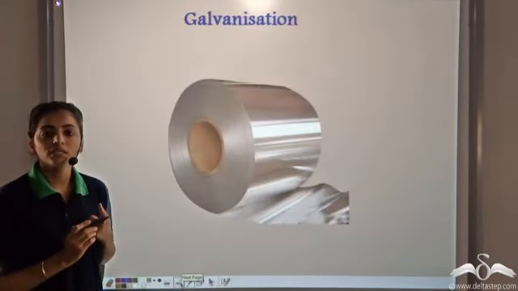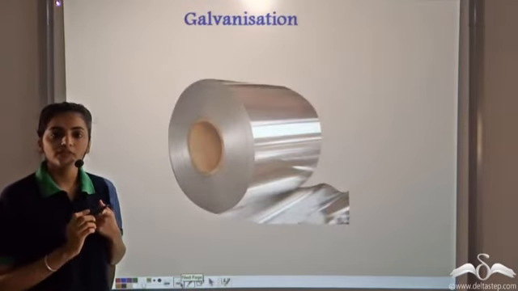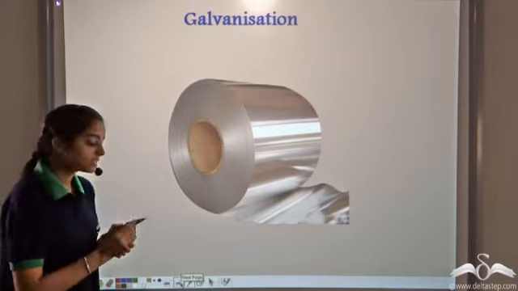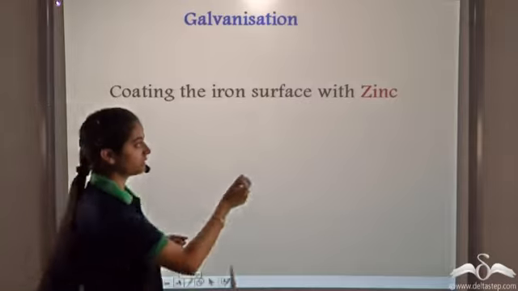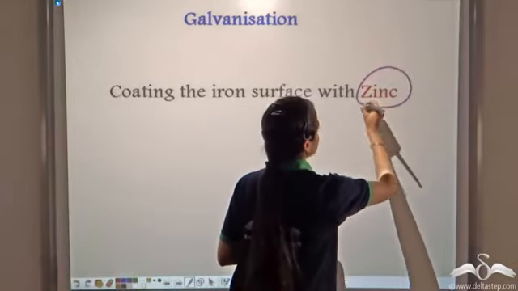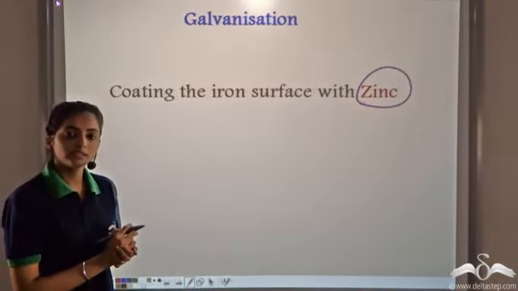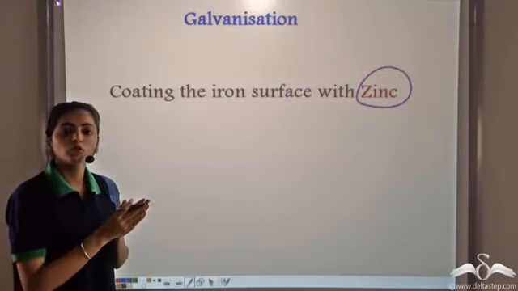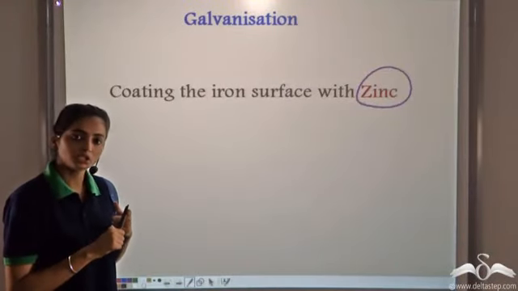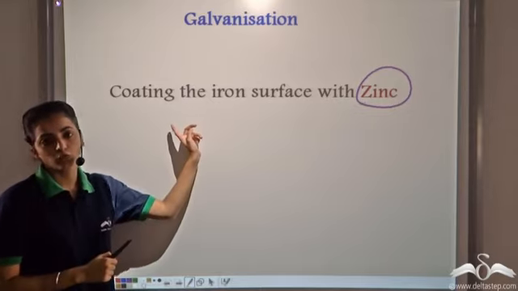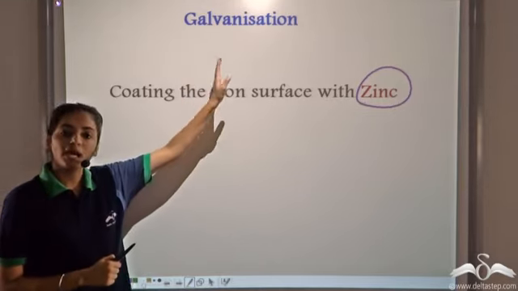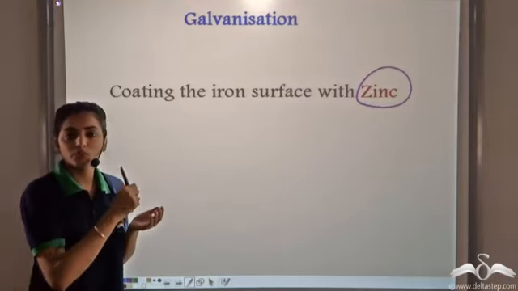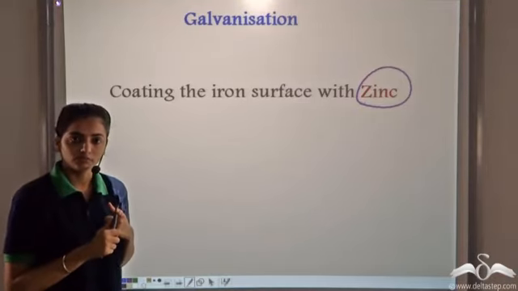The first method is galvanization. Galvanization is coating the iron articles with zinc. Zinc is a very important metal. When we coat the iron articles with zinc, it prevents the surface of iron articles from coming in contact with oxygen and moisture. So it prevents corrosion from taking place. So by using galvanization, that is, coating the surface of iron articles with zinc, we can prevent corrosion.